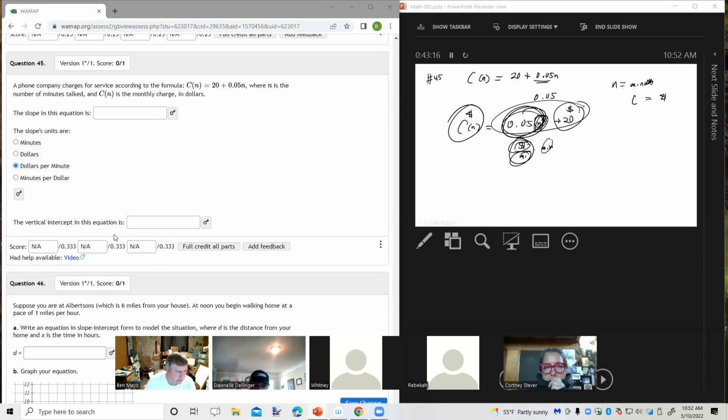Okay, let's see. The vertical intercept in this equation is what? The 20, right? Because that's our starting value. This would be the N axis. This would be the C of N axis. Okay, 46.